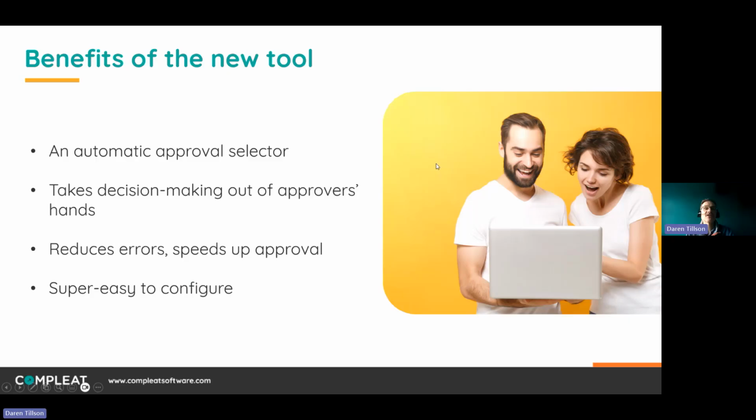So the benefits of the new tool. It's an automatic approval selector. When we go through the demo, I'll be showing you how workflows could sometimes look for a customer. Then I'll be showing you the tool and how it will allow you to have just one button that the users have to select. That obviously takes the decision making out of the approver's hands. This can reduce errors, things being submitted to the wrong workflow. It's speeding up those approvals, and it is super easy to configure, which you'll be pleased to know.